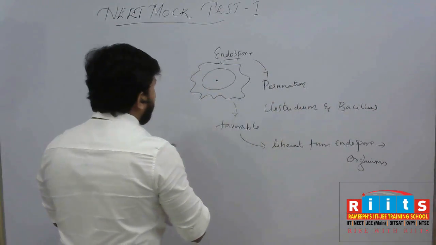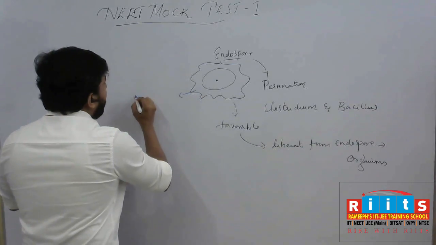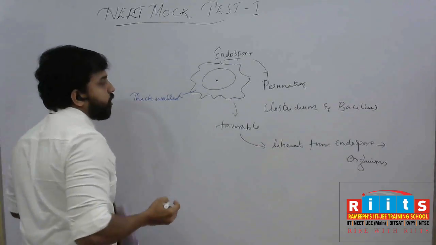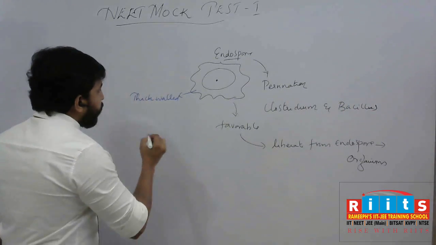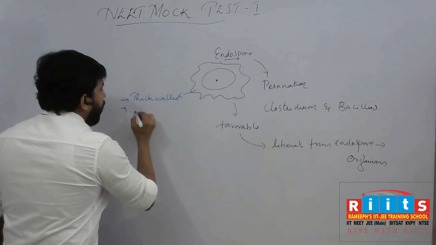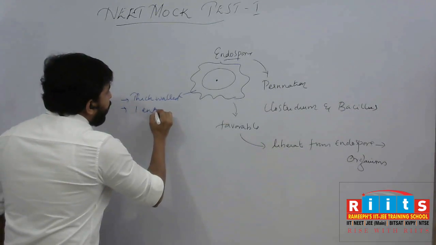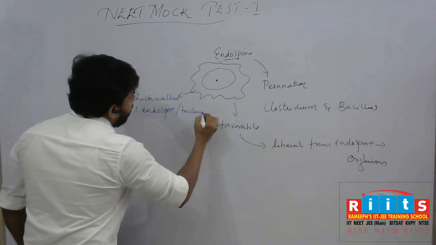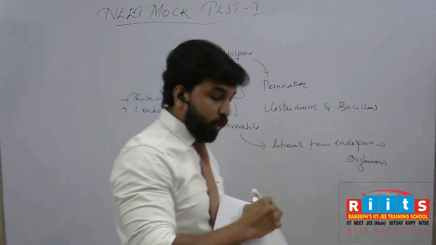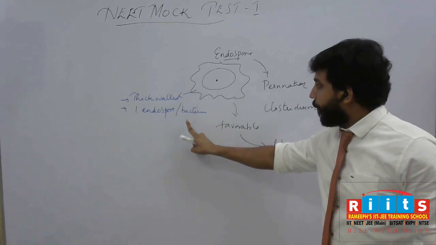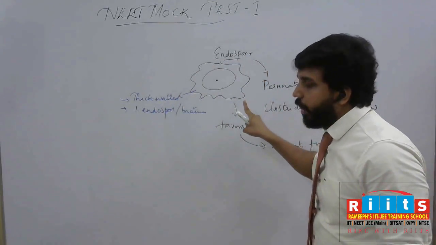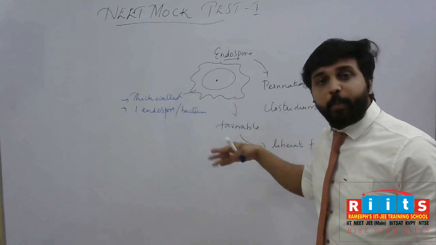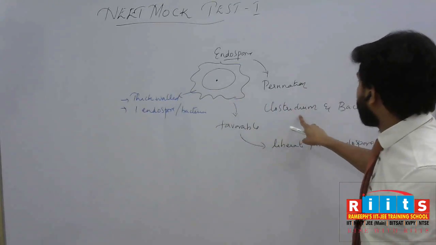Usually, endospores consist of a thick walled structure, and usually only one endospore per bacteria. Only one endospore per bacteria is usually thick walled, and it helps the bacteria to overcome the unfavorable situation. Example, Clostridium and Bacillus.